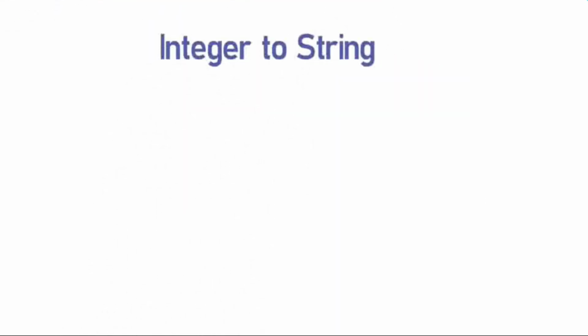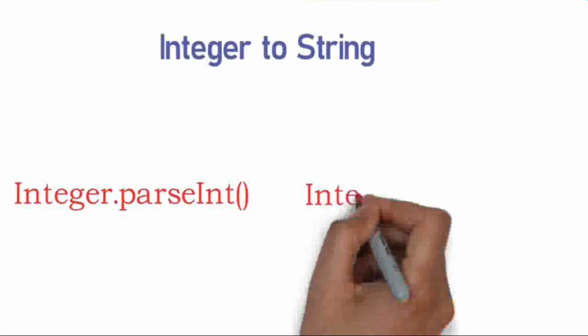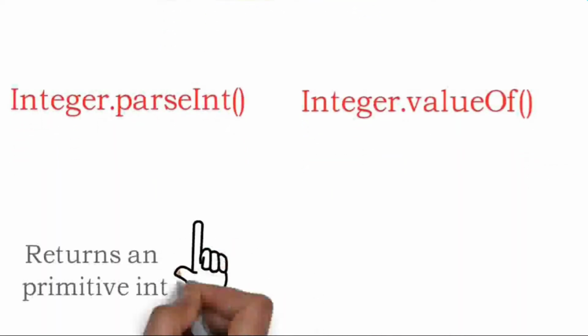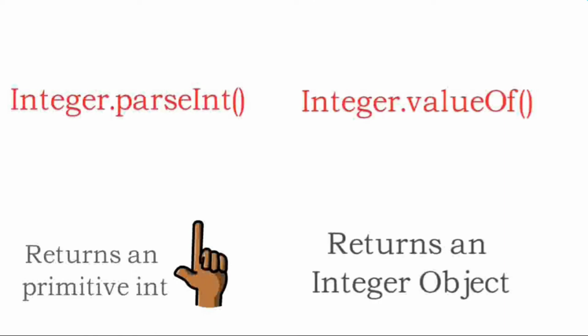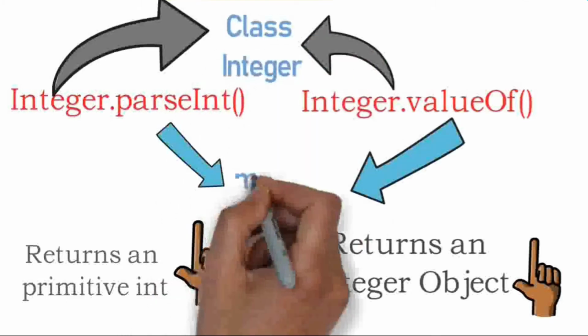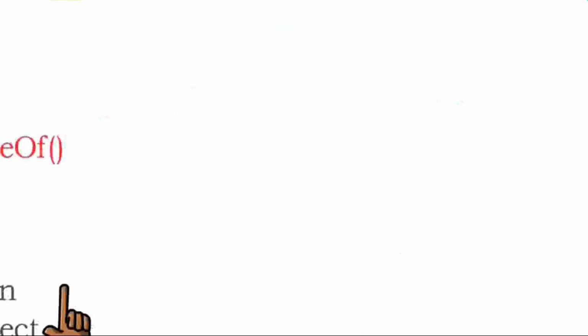Strings to integer: Integer.parseInt and Integer.valueOf. Integer.parseInt will return a primitive integer data type and Integer.valueOf method will return an Integer object. Here Integer is a reference class and valueOf and parseInt are the methods of the Integer class.